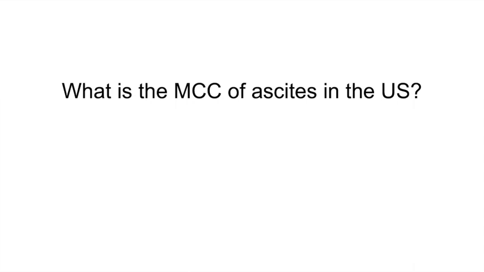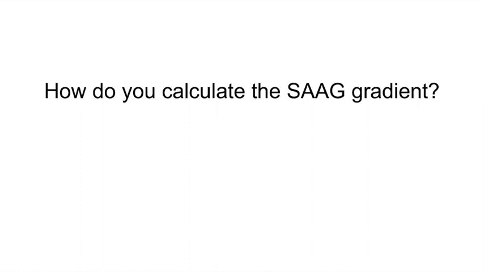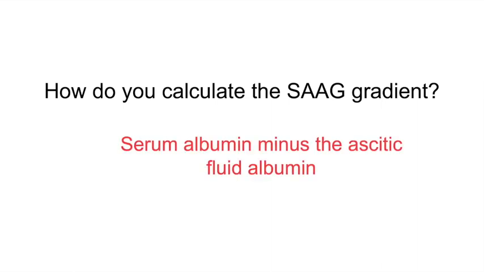Hepatic cirrhosis. How do you calculate the SAAG gradient? Serum albumin minus the ascitic fluid albumin. It's very important that you know for the gradient we are subtracting and we are not dividing. So serum albumin minus the ascitic fluid albumin.